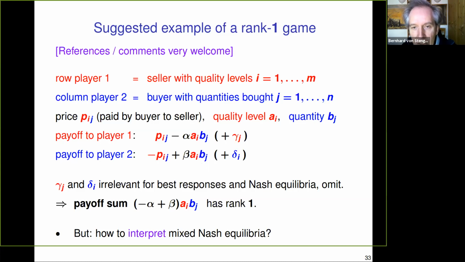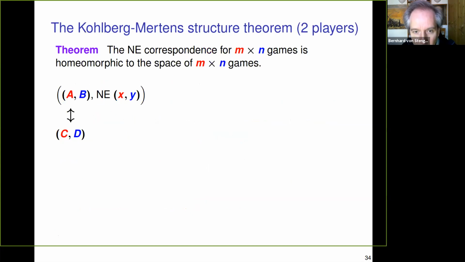Okay, so let me conclude with one extra mathematical observation that we also have in our paper, which has to do with these paths. Namely, there is a famous structure theorem by Kohlberg and Mertens that says the following. It's an amazing theorem. I stated here with 2 players. So you fix the dimension of the game. It's true for any number of players. So this is an m by n game. And it says the following.